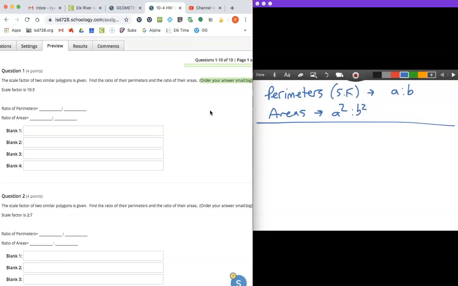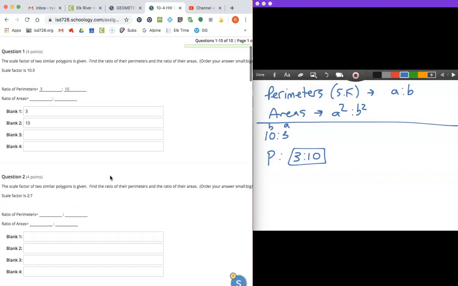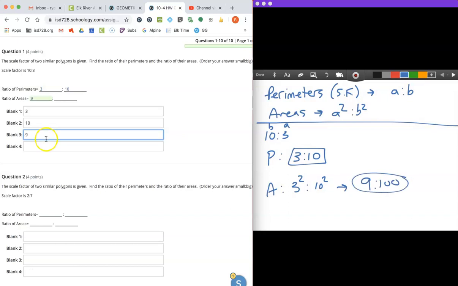So the scale factor is 10 to 3, but small to big would be reversing the numbers. So for perimeters, we want A to be 3, and we want B to be 10. So for the ratio of perimeters, small to big, it's just 3 to 10. We don't have to do anything to the numbers for that. For the ratio of areas, that's A squared to B squared. So we want 3 squared and 10 squared, which we're going to simplify. 3 squared is 9, 10 squared is 100. So the ratio of the areas of the two shapes is 9 to 100.